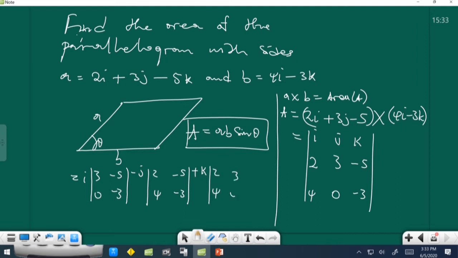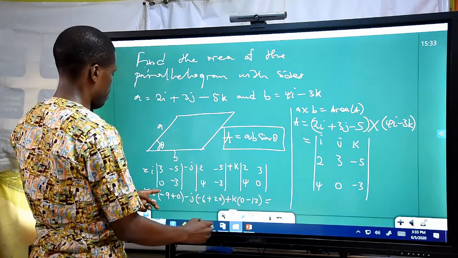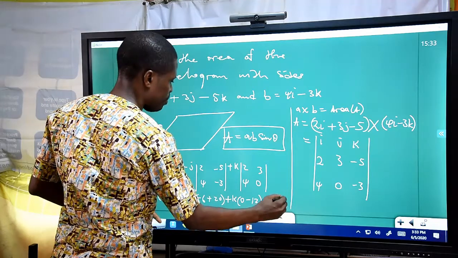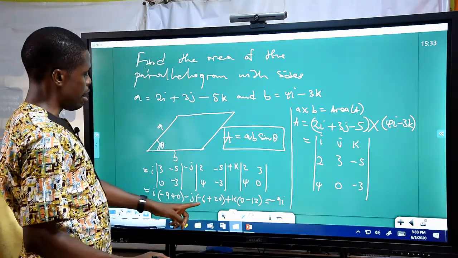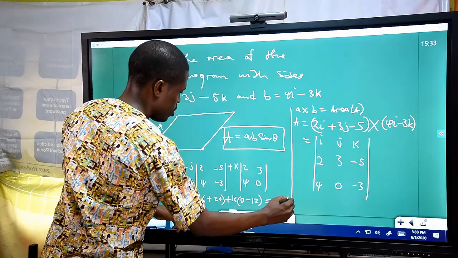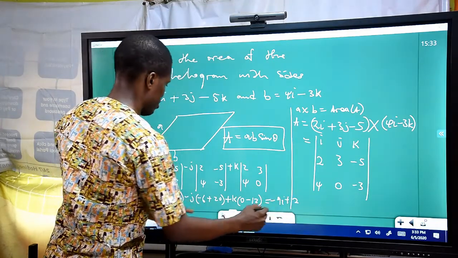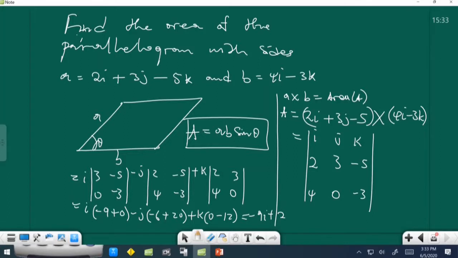4, 3, 0. So when we simplify that, we have I in brackets. We have 9 minus 9 plus 0, minus J, minus 6. This is minus 6 plus 20 plus K. In brackets, we have 0, minus 12. So final answer, we have minus 9I, minus 9I. You have plus 20, that will be 16. Okay, 16. 20 minus this will give us 14. So you have 14 plus 14J.